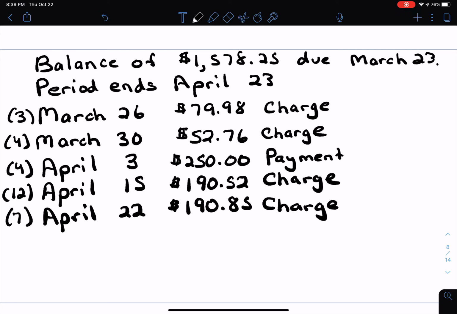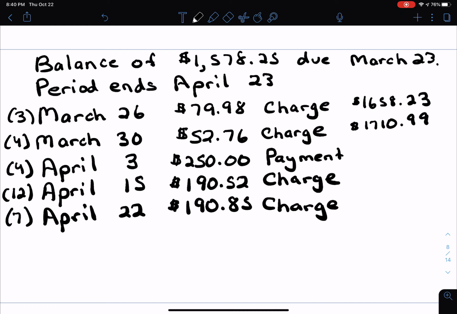So we have to look at what is the balance as we move forward and figure out our average. Well, from March 23rd through until that charge on March 26th, the balance is still $1,578.25. But as soon as March 26th hits, you have that charge of $79.98. So now the balance is $1,658.23. Then when March 30th hits, 4 days later, there's a charge of $52.76.